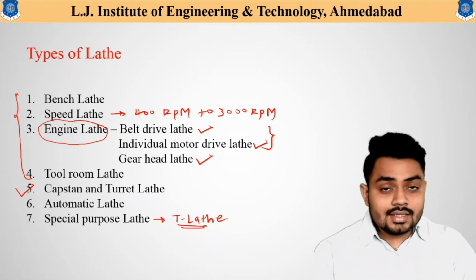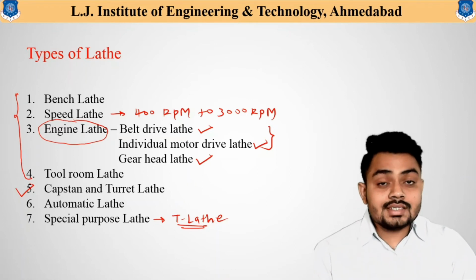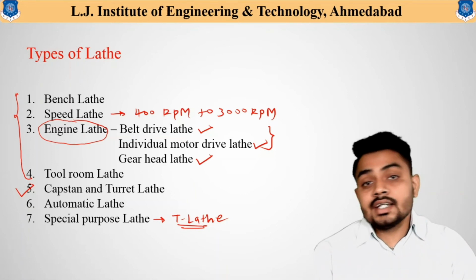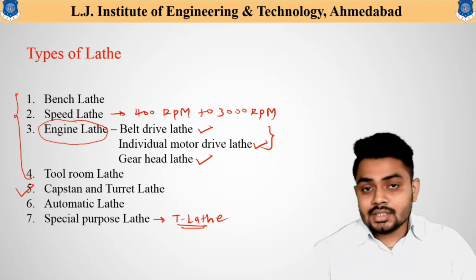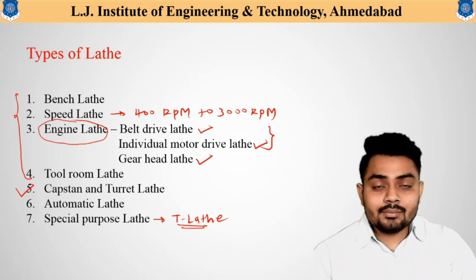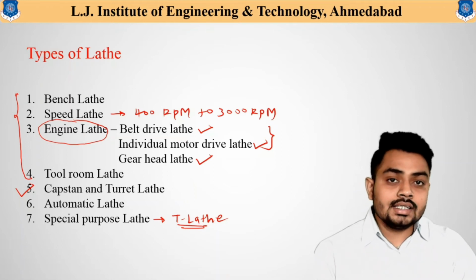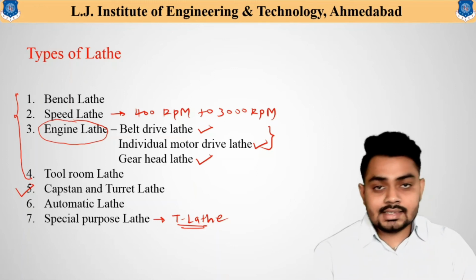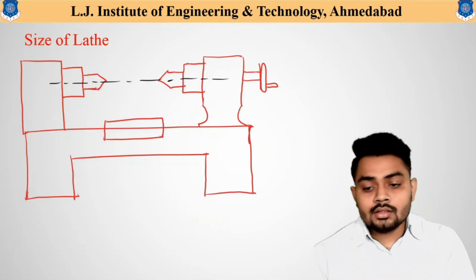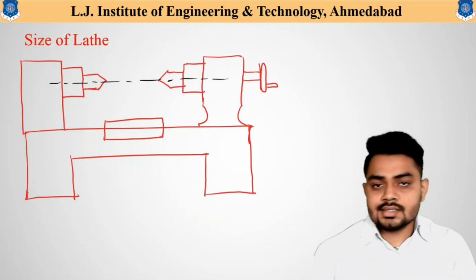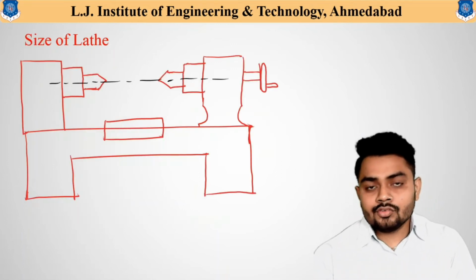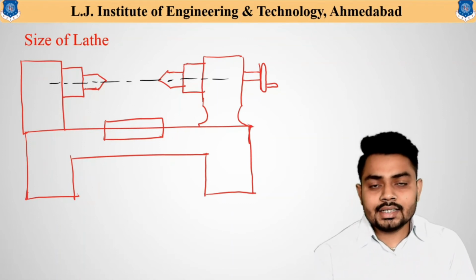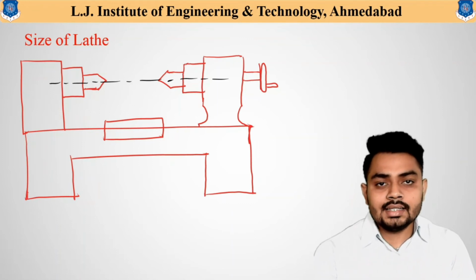Now, as we have discussed, these lathe machines are available in different sizes. These lathe machines are designed based on their size, and the lathe machine can be understood by its size, and that we will discuss now. So first of all, from this simple figure let us understand the main important parts of the lathe machine.